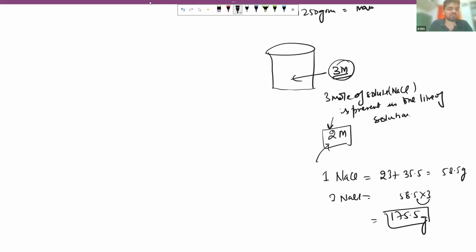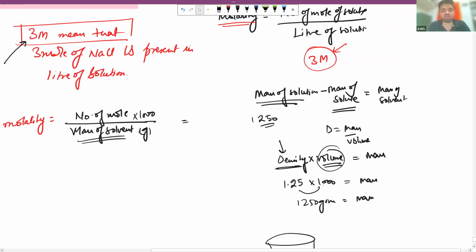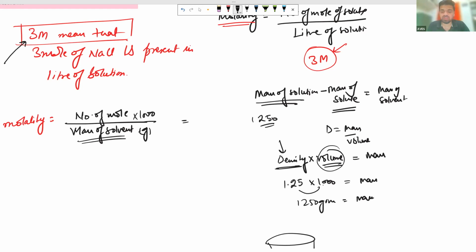So it is 175.5 grams. Okay, now coming to the point here. Now you find out the mass of solute, and you need to find out the mass of solvent. 1250 minus 175.5.